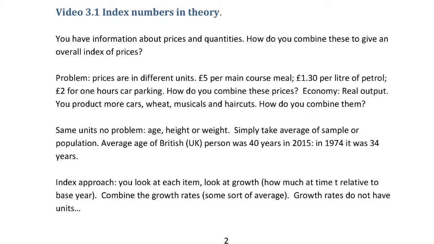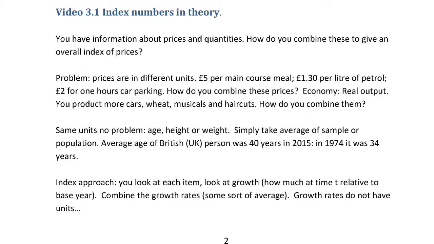So, for example, we might be wanting to look at the price of a main course meal, £5, let's say, or a litre of petrol, £1.30, or an hour's car parking, £2. Each of these things that are being consumed is measured in different units: a litre of petrol, an hour of car parking, a main course meal. Exactly the same issue arises when you're looking at real output. How do you combine different types of output into one big measure? You produce more cars, wheat, musicals, haircuts. How do you combine them?